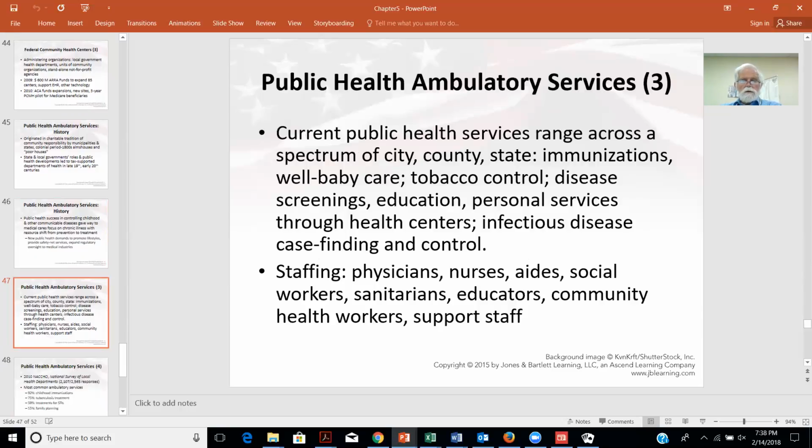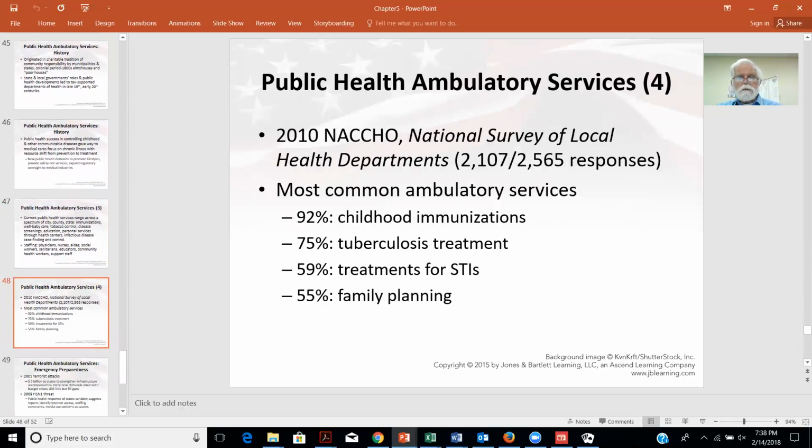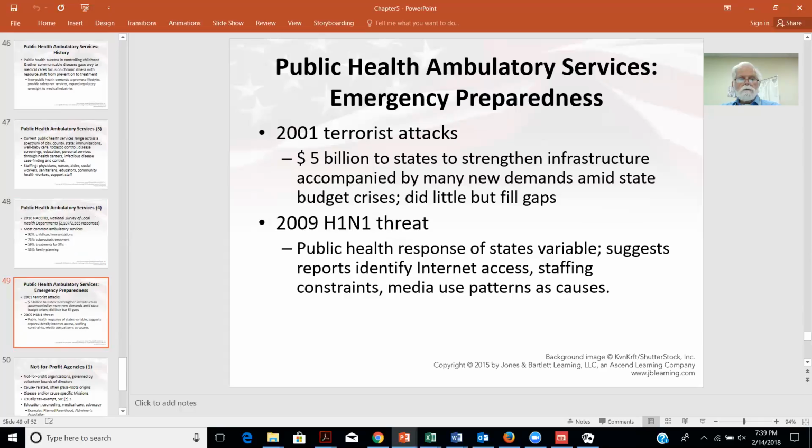Lots of other services include immunization, screening, education, etc., staffed by all sorts of people, people working as physicians, nurses, support staff, community health, social workers, etc. The most common ambulatory services include childhood immunizations, TB treatments, sexually transmitted infectious disease treatments, and family planning.